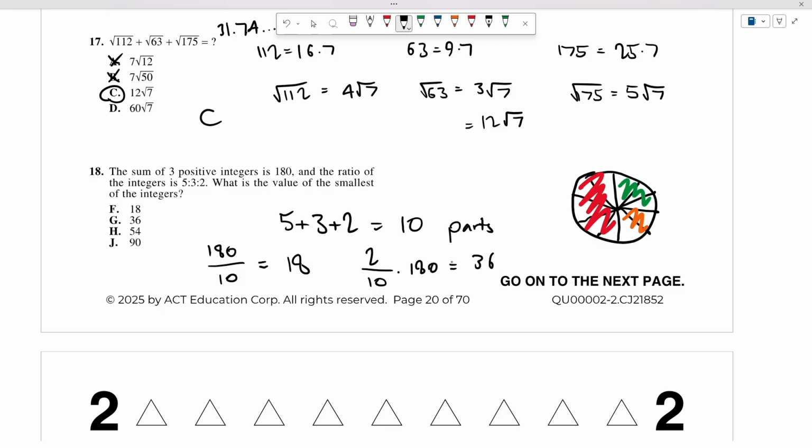So you can either find the value of one part and multiply by 2, or you can do it as a fraction where you're finding the values of just 2 of those 10 parts. It's kind of the same either way, but you get 36 this way. So what is G?